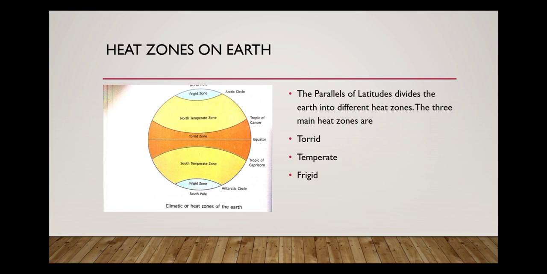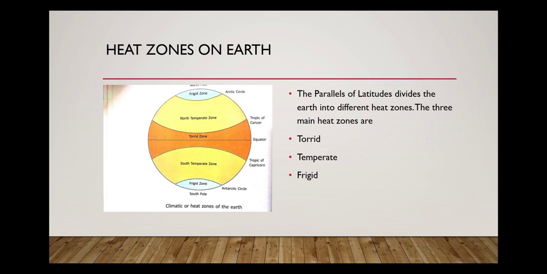Now, children, you know that the earth is round in shape. So all the parts of the earth do not get the same amount of sunlight, whereas the different parts have different types of climate, and this is due to the rays of the sun falling differently in these places.